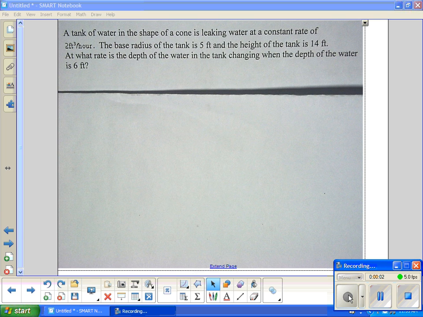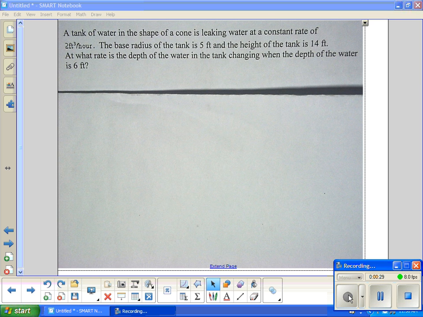Today I will be showing you my related rate problem. A tank of water in the shape of a cone is leaking water at a constant rate of 2 feet cubed per hour. The base radius of the tank is 5 feet and the height of the tank is 14 feet. At what rate is the depth of the water in the tank changing when the depth of the water is 6 feet?